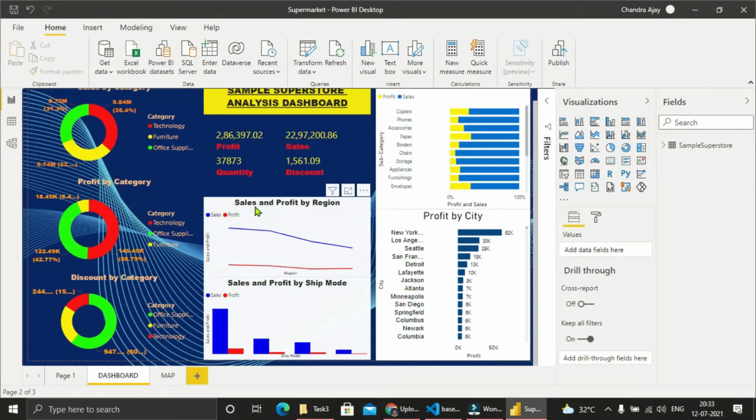Here we can see the sales and profit by region. If we see here, the sales and profit for the western region are the highest, and for the southern region they are the least. And this chart basically shows the sales and profit by ship mode. Here we can see the standard class has the highest sales and profit, when compared to the ship mode of same day, which has the least sales and profit.